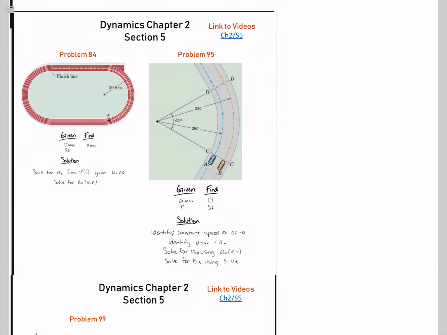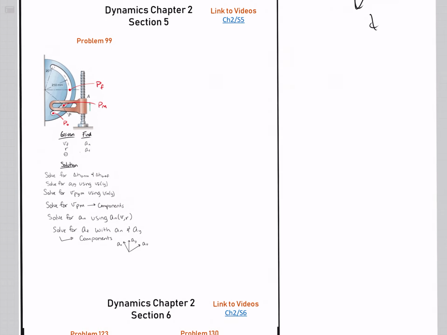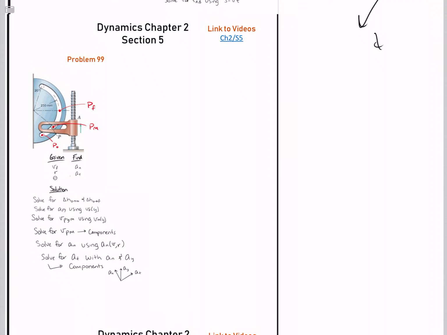In section 5, we are now given normal and tangential. So everything before comes into play, but we have a new coordinate system. And this new coordinate system is dynamic. If you have a curve and at this position of t1 you have normal and tangential, later on in time it's going to be a different position, and therefore the coordinate system is going to rotate. And that's actually going to make this a lot easier because you don't have to change your x and y every single time.